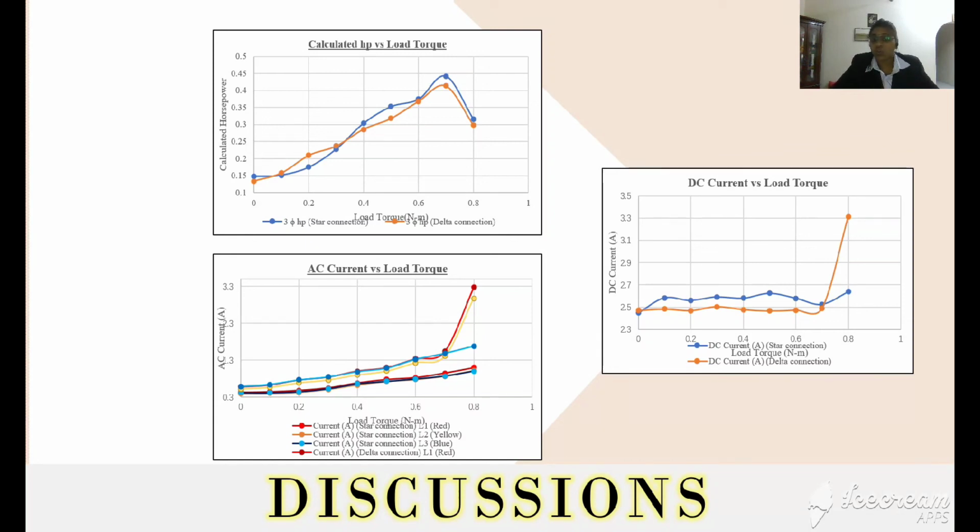Hence, overall we can see that the synchronous speed of the motor remained constant at 3000 rpm from load 0 Newton meter to 0.7 Newton meter, while at the maximum torque of 0.8 Newton meter, we can see that the motor stops running, thus showing 0 RPM.